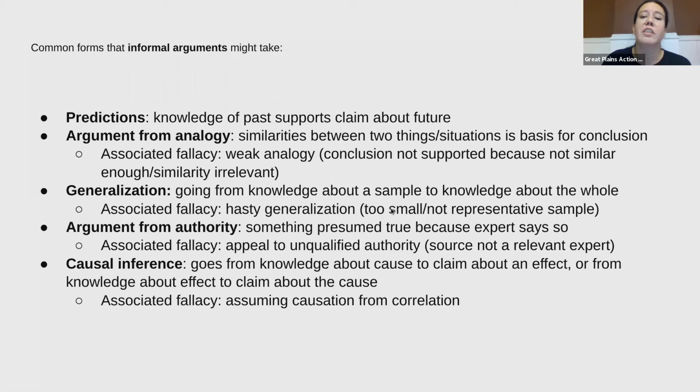So generalization, going from knowledge about a sample to knowledge about the whole. If I have a bad strawberry in my bowl, I can go from that to saying, well, maybe the rest of the strawberries are bad. Hasty generalization is when you're going from too small of a sample, the fallacious version of generalization. That'd be like if I said, well, this one strawberry is bad, therefore all strawberries everywhere are bad. That's too much of a reach.